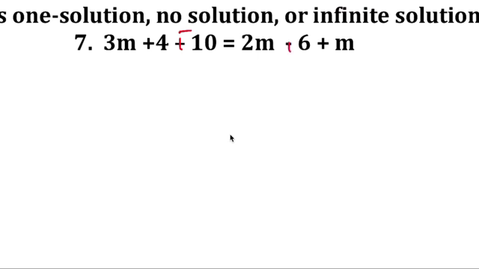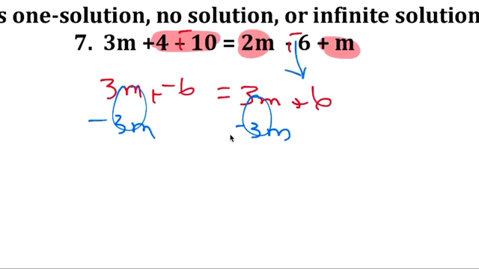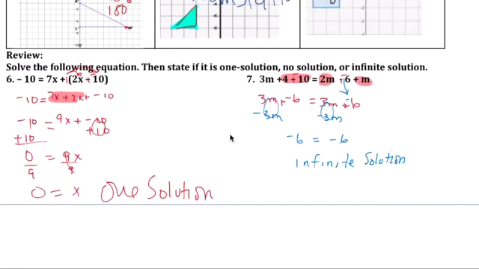Additive inverse. Okay, these two are alike. Negative 6. Okay, make 0. Minus 3m. 0 there. Oh, I forgot this negative 6. Negative 6 equals negative 6, infinite solutions. Okay, hope that helps.